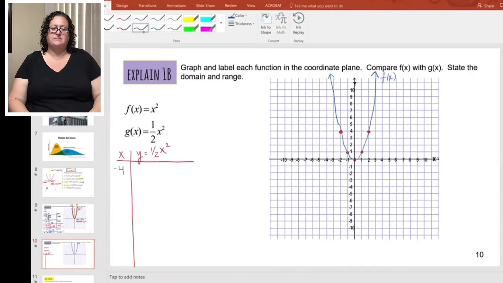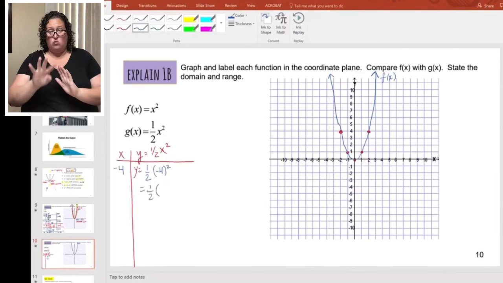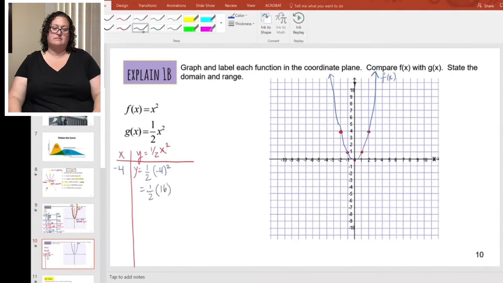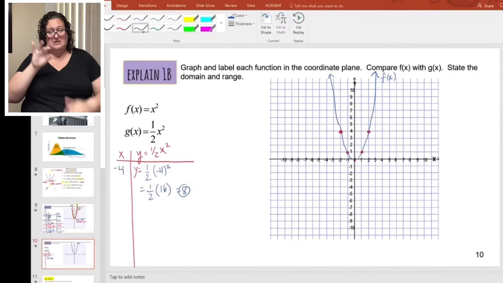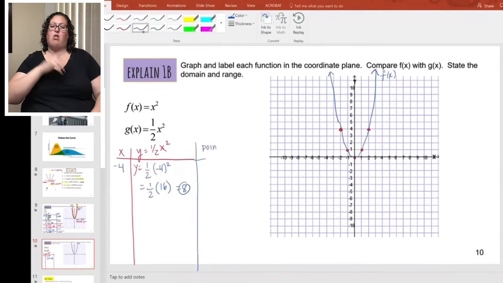Let's start with -4. -4 is a multiple of 2. Let's plug that in. y equals 1/2 times -4 squared. That's 1/2 times 16. Half of 16 is 8. When x equals -4, y equals 8. Let's make our third column for our point. Our first point is at -4, 8.